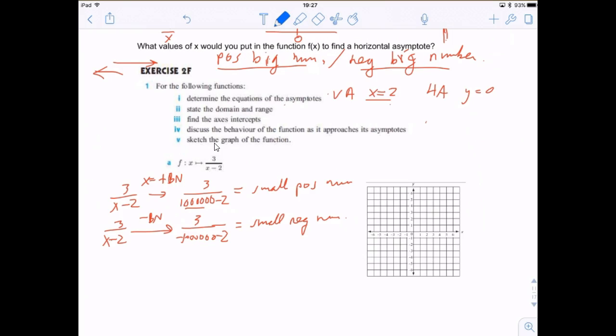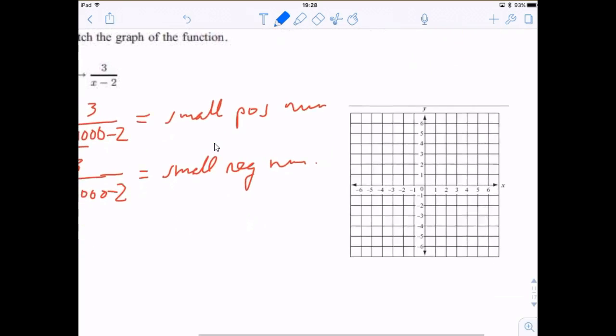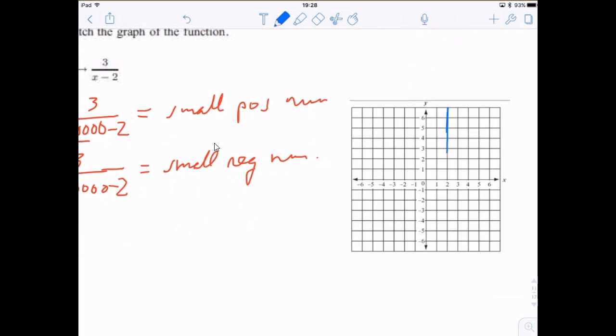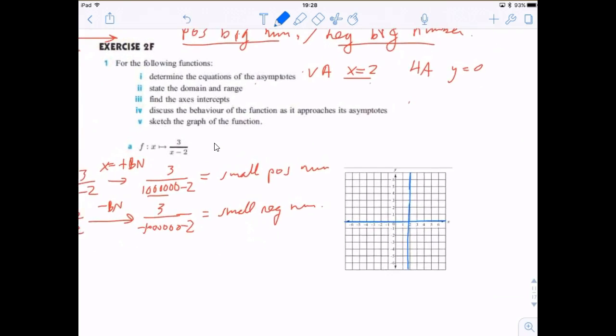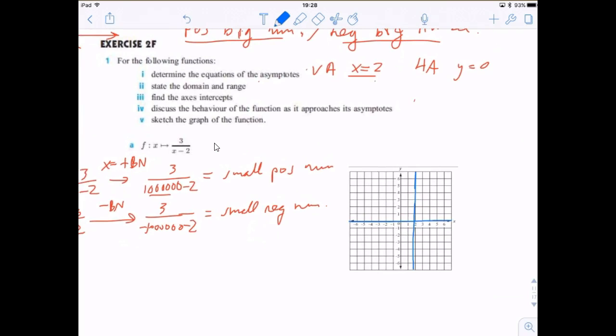Okay? And let's draw the asymptotes with a blue pen. So we're going to draw a vertical asymptote at x equals 2. And we're going to draw a horizontal asymptote at y equals 0. And that's what they look like. Okay? Then it says to state the domain and range.